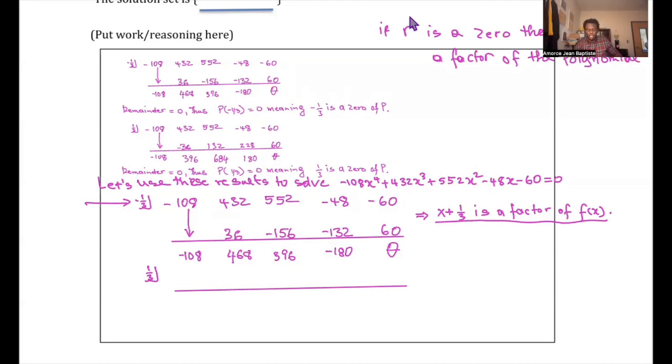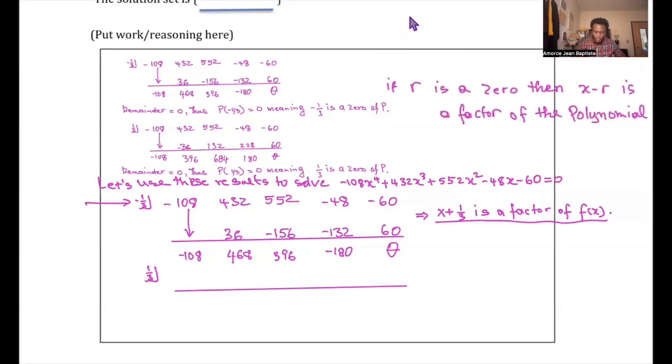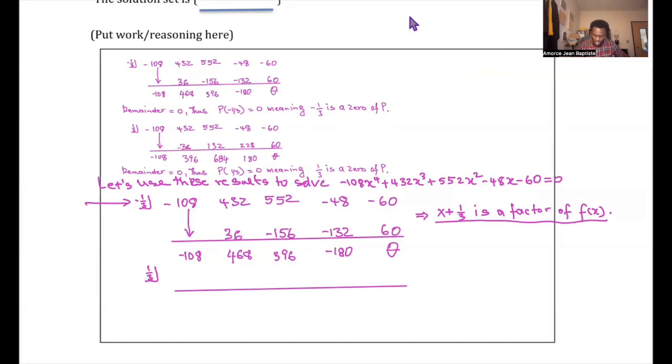So basically, when you find the 0, you find two things. You find one, a value that makes the polynomial equal 0 when you plug it in. Also, you find a factor if you want to factor that polynomial. So that's why here I make the conclusion that we have a factor that is x plus 1/3.